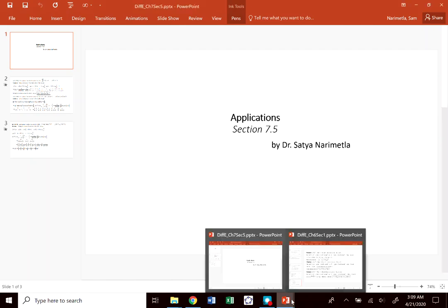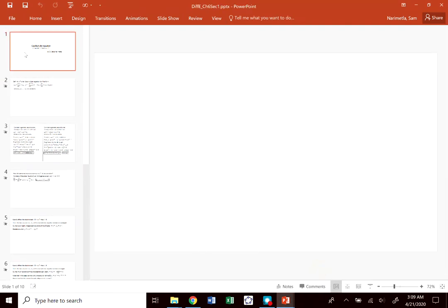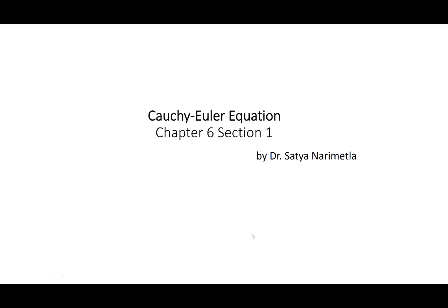Let's move on to 6.1. This is what is called the Cauchy-Euler equation. It is not Cauchy, it is not Euler, it is the Cauchy-Euler equation. So let's look at how to solve Cauchy-Euler equations.